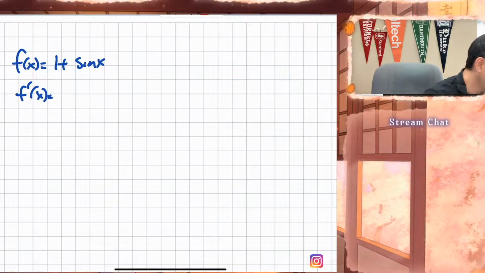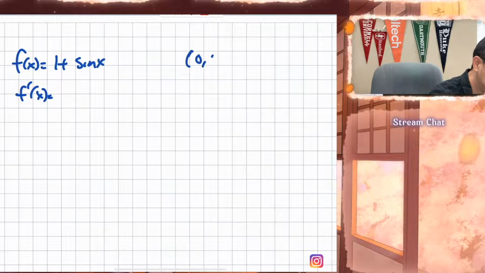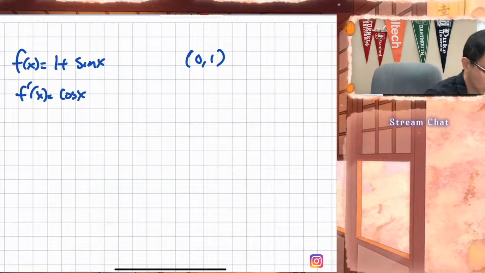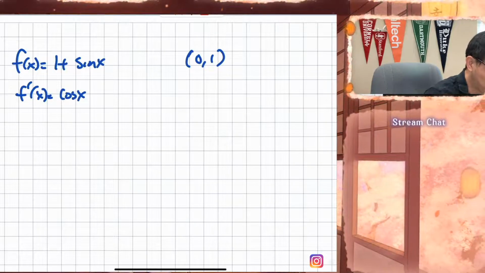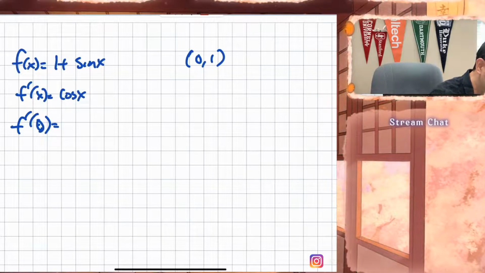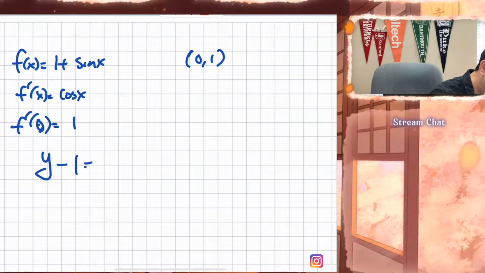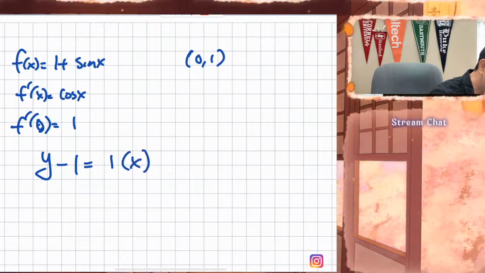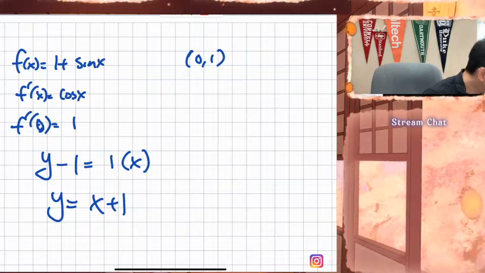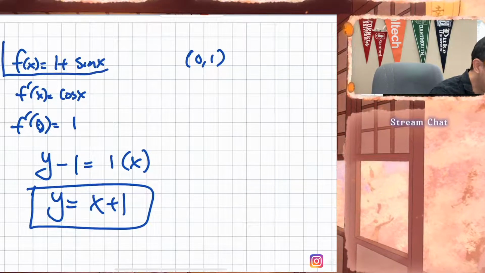There we go. So we start with 1 plus sine of x at the point 0, 1, and then f prime of x equals cosine of x. If we plug in 0, what am I going to get? It's a 1. So it'd be y minus 1 equals 1 times x, so y equals x plus 1. So this is the tangent line, and this is the original function.